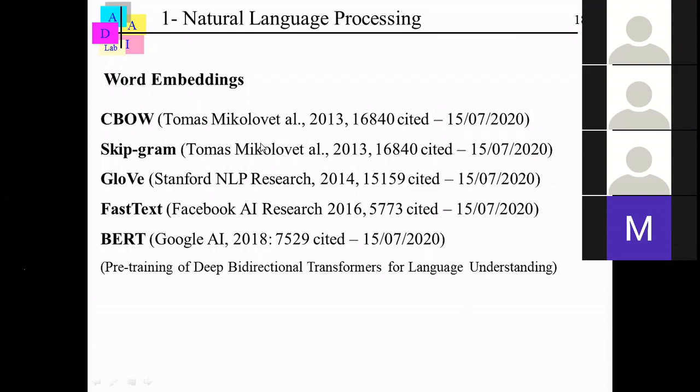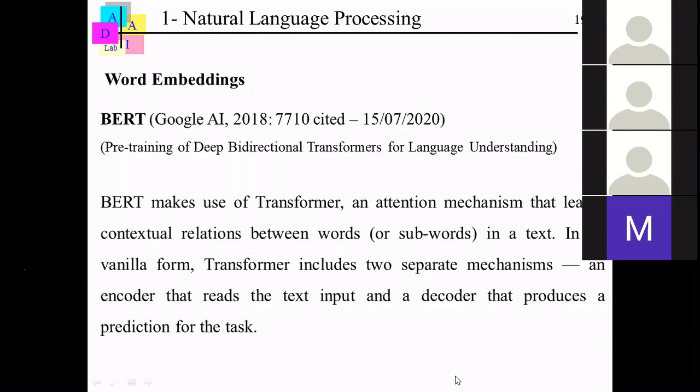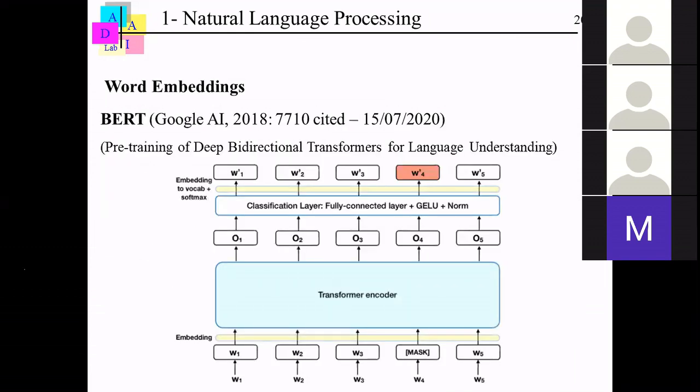And another word embedding technique here, you can see GloVe, fastText, and BERT. GloVe is from the Stanford NLP research group, fastText is from Facebook AI Research, and BERT is from Google AI. And here is the number of citations when I checked. The BERT architecture, you can see in this slide, is from the paper on pre-training of deep bidirectional transformers for language understanding.